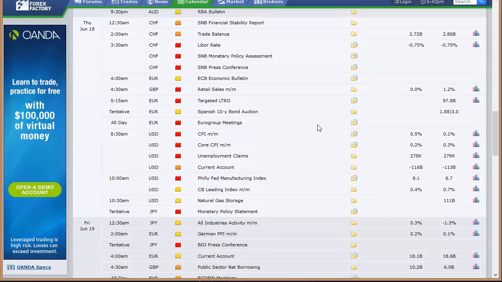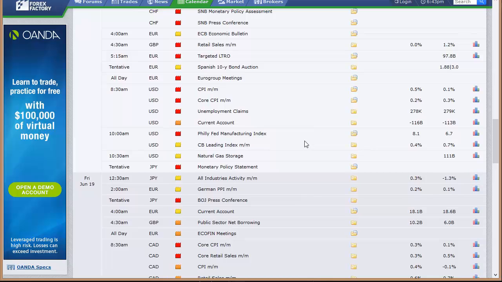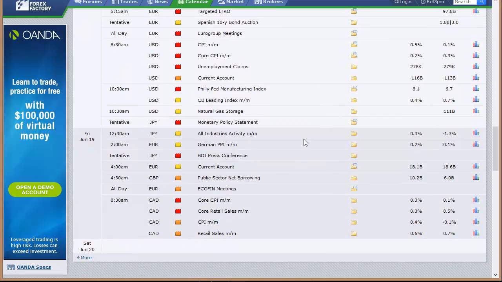Going into Thursday, trade balance out of Switzerland, their LIBOR rate, that's their bank rate basically. ECB economic bulletin at 4 a.m. Eastern time out of Europe. Retail sales out of the UK. Spanish 10-year bond auction. US, we've got the CPI, that's one of our big three, so we'll be half size ahead of Wednesday for the Fed announcement, half size ahead of Thursday for the CPI, also the weekly unemployment claims numbers, Philly Fed, CB leading index, and natty gas.